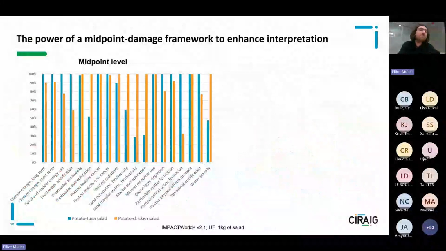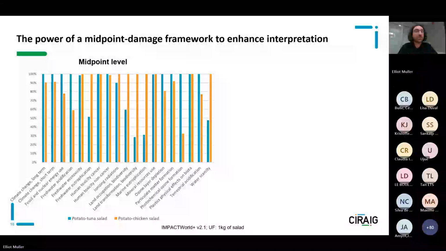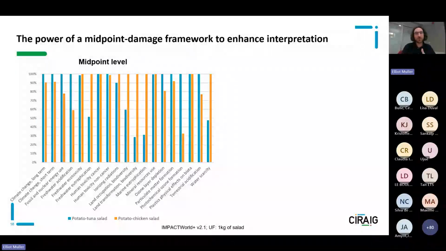So why use a damage level interpretation in Impact World Plus? The interest of midpoint level indicators is that they are quite robust, because they are closest to what's happening regarding the substance, but they cover a lot of different topics. So as you can see here, that is the case study that we used for most of the examples in this presentation. It's comparing two kinds of salad, a potato and tuna salad, and a potato and chicken salad.